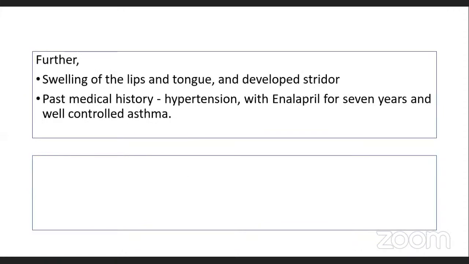Okay, this patient, you can remember, is a 65-year-old man who came in with shortness of breath. Initially he had some respiratory distress, but now he has developed significant worsening of his swelling, especially of the lips and the tongue, and the patient develops stridor. Okay.